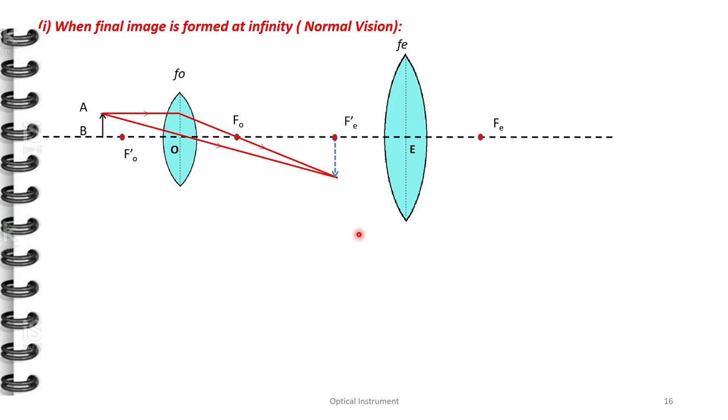Hence, we obtain the first image A dash B dash from an objective lens at the focal length of an eyepiece. Now, since A dash B dash is an object for an eyepiece, therefore, the final image is obtained at infinity. We take a ray which is passing through the optical center of an eyepiece, which goes straight without any deviation. Another ray parallel to the principal axis passes through the focus of an eyepiece, and both the refracted rays are parallel. So when we extend these rays back, both rays are going to meet at infinity. Hence, we say that the final image is obtained at infinity.